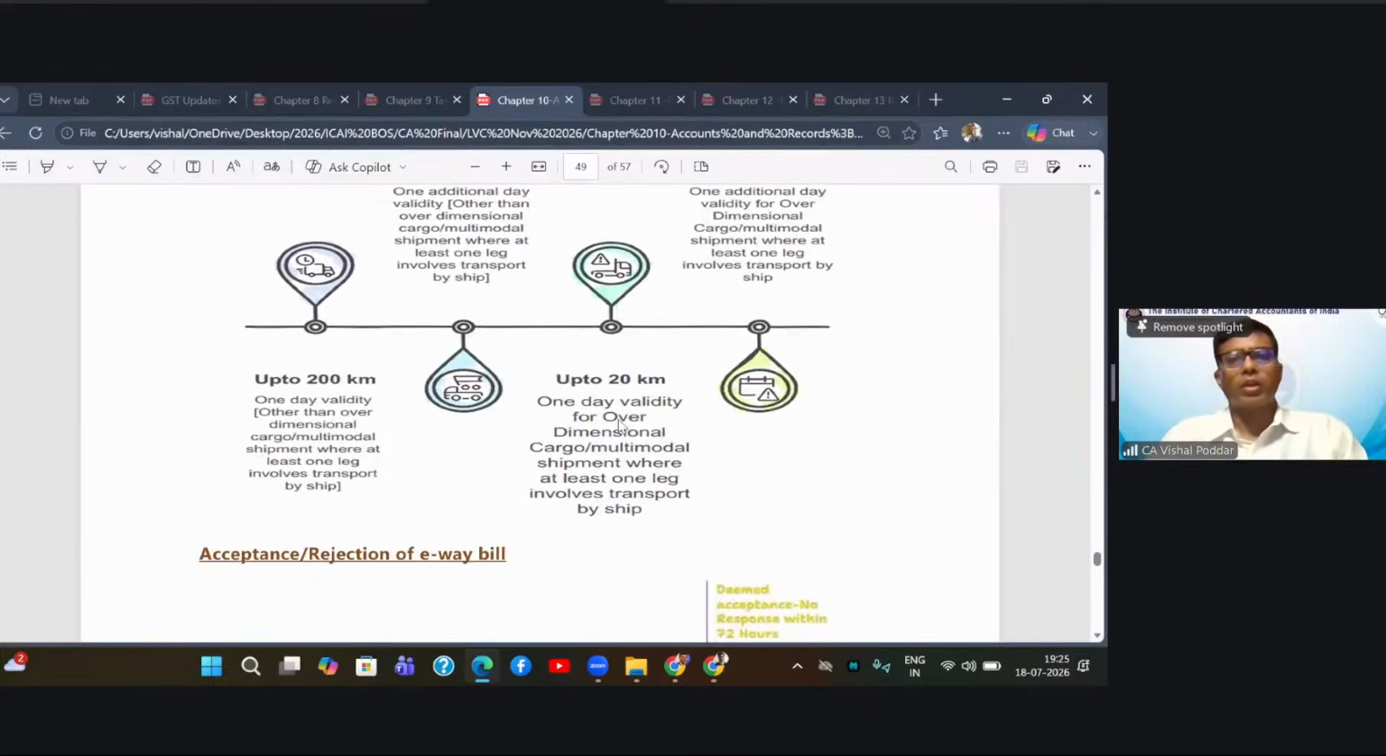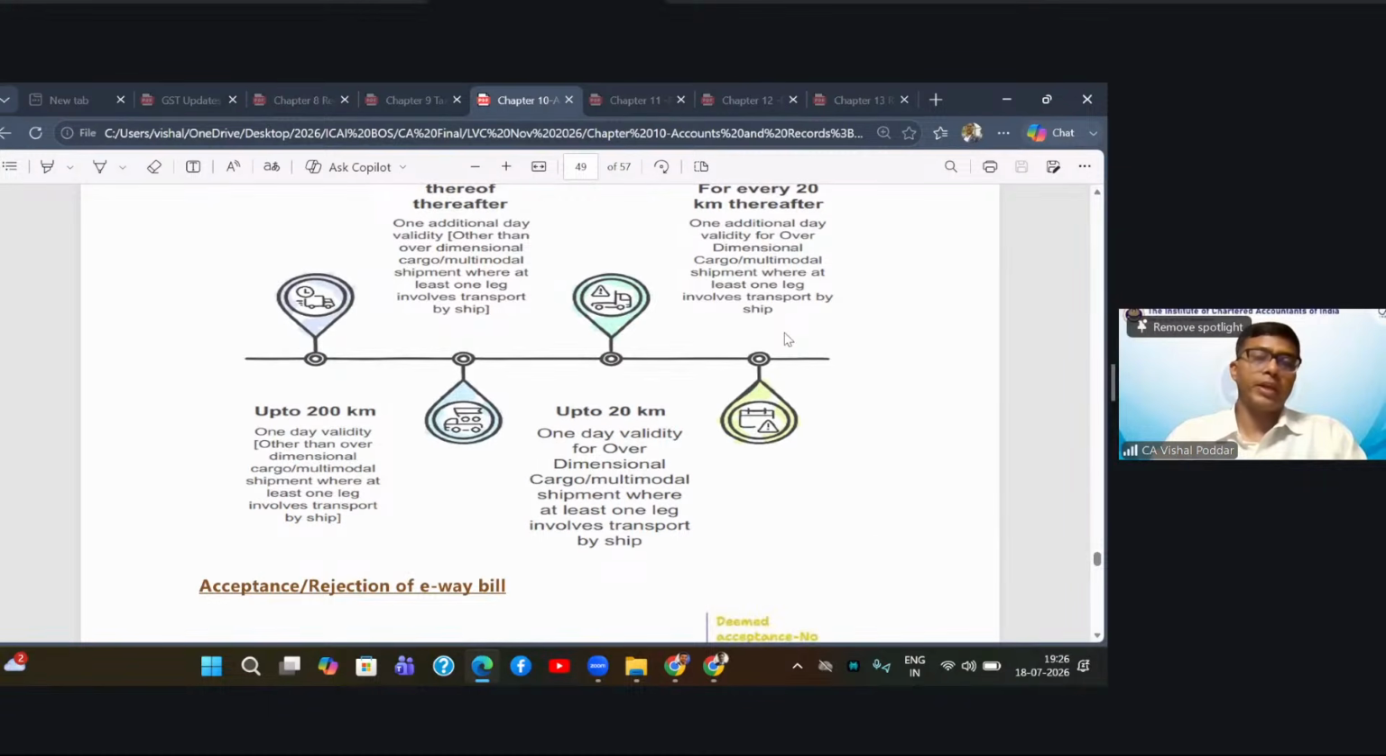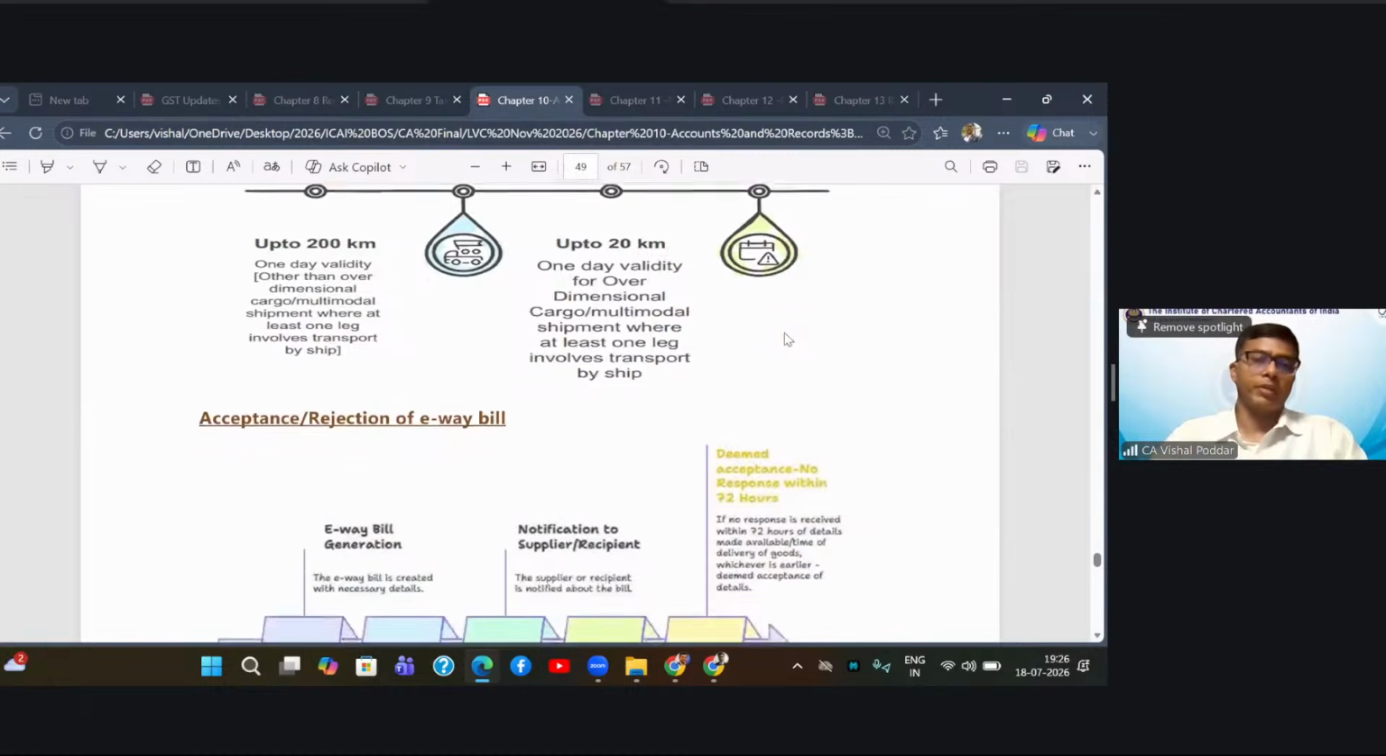Now, in case you are transporting it using an over-dimensional cargo, or where it is a multimodal shipment where one of the legs is shipped, in such cases the validity period is 1 day for every 20 kilometers. Where it is a normal vehicle, for every 200 kilometers it is 1 day. But where it is over-dimensional or a huge cargo, or where one of the mediums is shipped, it will be 1 day for every 20 kilometers.